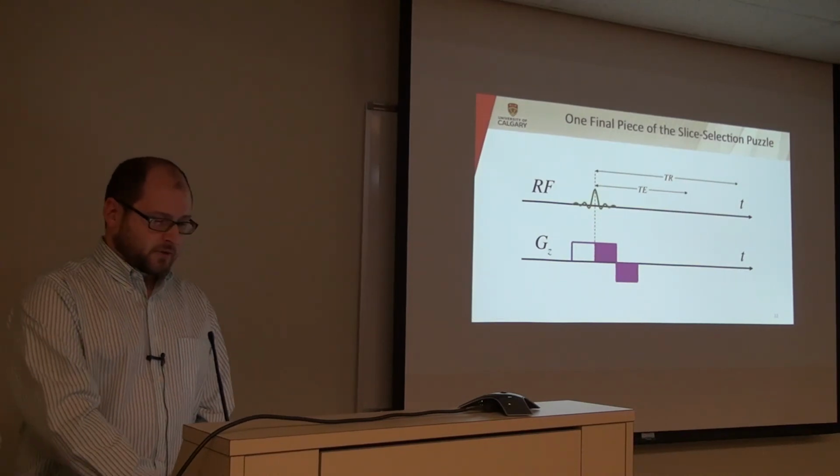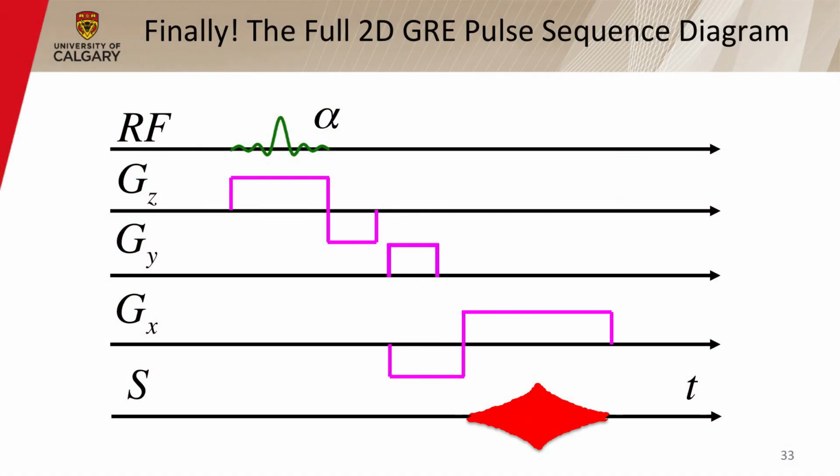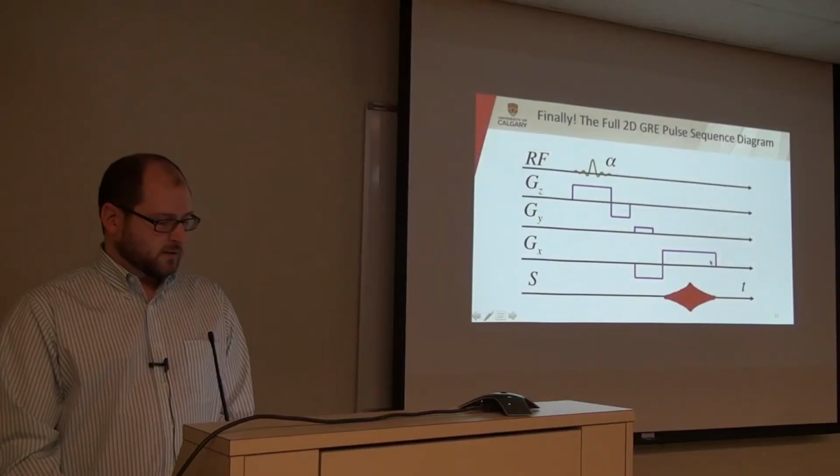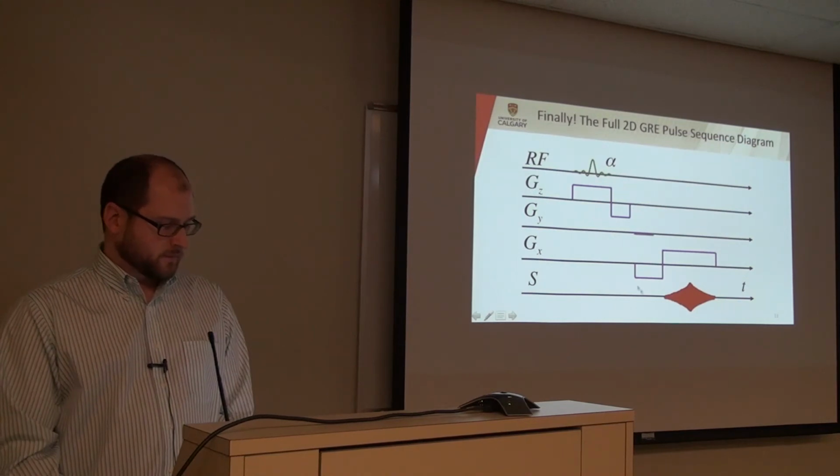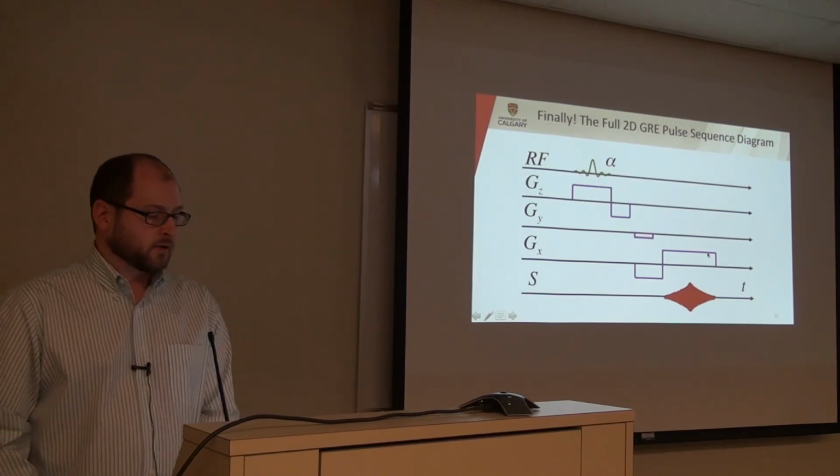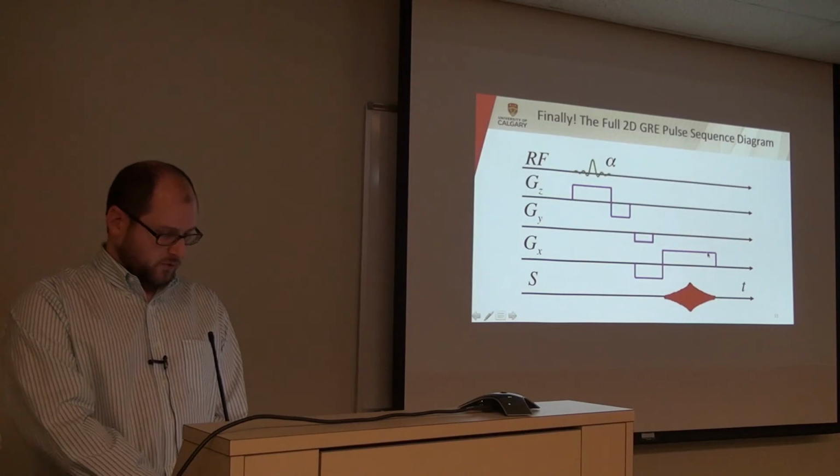Okay? And so now we finally have a full 2D gradient echo pulse sequence that looks something like this. So we have our sinc pulse, alpha pulse here. We've got our slice selection gradient here with the refocusing lobe here. We've got our phase encoding that is going top to bottom here. And then we've got our dephasing GX gradient, and then our sampling positive gradient here. And then this is the signal that we read out.